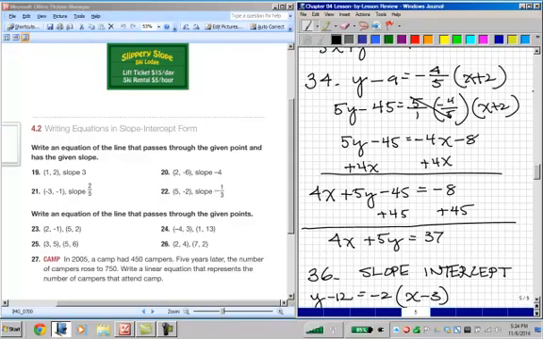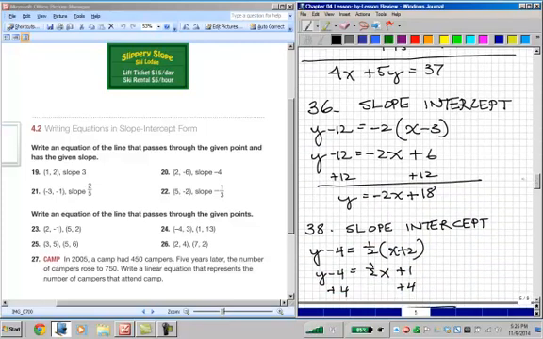Add 4x to both sides. 4x plus 5y minus 45 equals negative 8. Add 45 to both sides. So I get 4x plus 5y equals 37. And that is standard form.